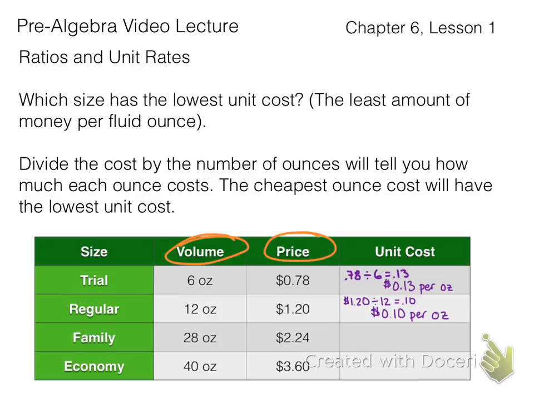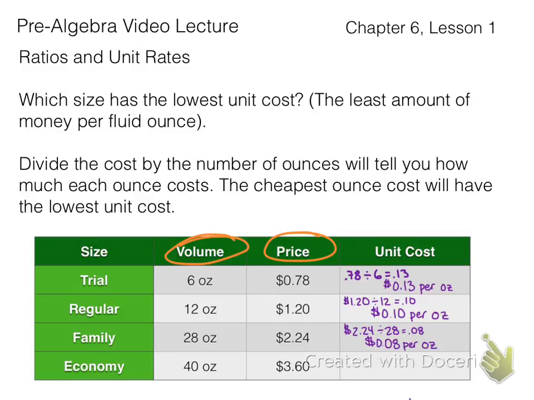The regular size is 3 cents cheaper per ounce than the trial size. Let's go ahead and look at the family. The family is 224 divided by 28, which is 8 cents per ounce. So that's 5 cents cheaper than the trial size and 2 cents cheaper than the regular size. So far, the family size is definitely the cheaper value, and that means you're going to pay less per ounce.